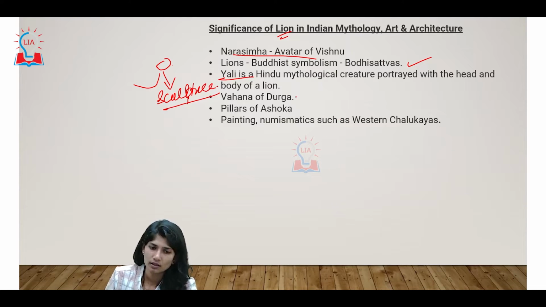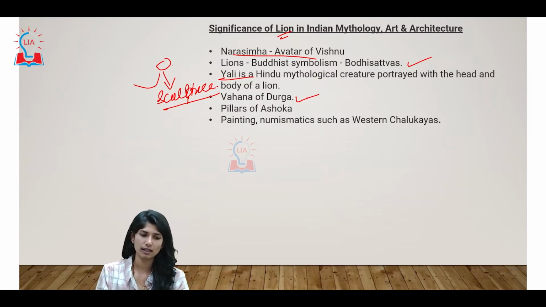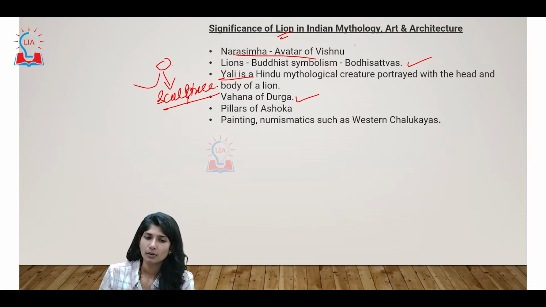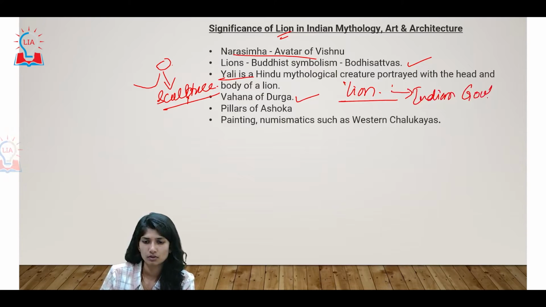Now, the lion is again considered as a Vahana of Durga. Goddess Durga has it. Now in art and architecture, we know how important the lion is. All our emblems, all our paintings, the majority of those are dominated with the lion. You can mention the examples of those things and the contemporary things, as to how the lion is associated with the Indian environment also in our emblems.